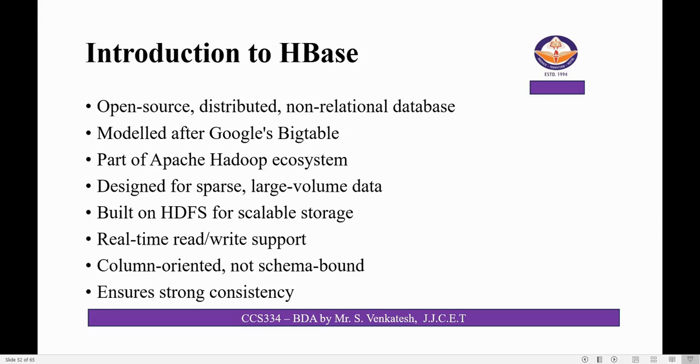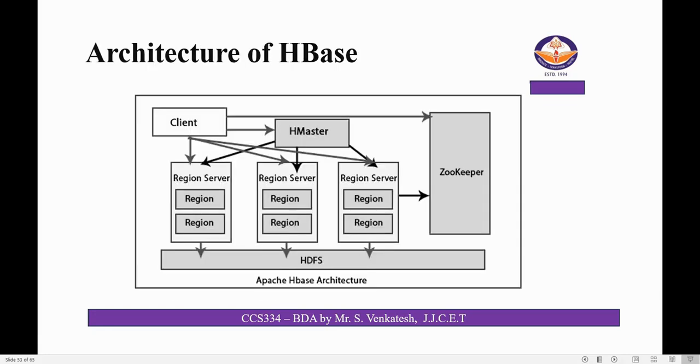Now we will see the architecture of HBase. Here we have the client, then HMaster. So client acts as the interface for interacting with HBase. Then region server, it handles read and write requests for the regions it holds. Then region means it represents a subset of the table's data. HMaster, it manages region servers and coordinates load balancing and schema operations. Then ZooKeeper, it maintains the configuration information and provides distributed coordination. Then HDFS, that is Hadoop Distributed File System, it stores the actual data files, HFiles, and WALs persistently.